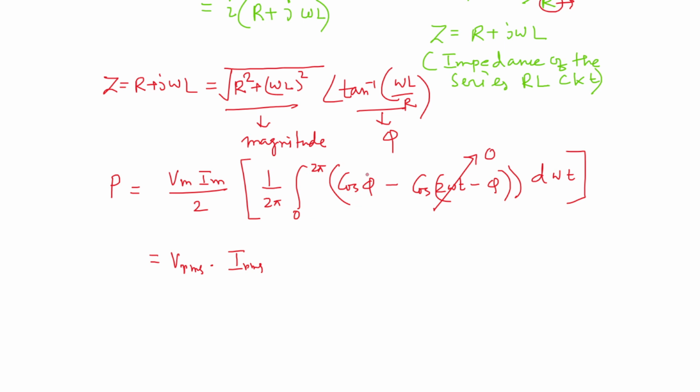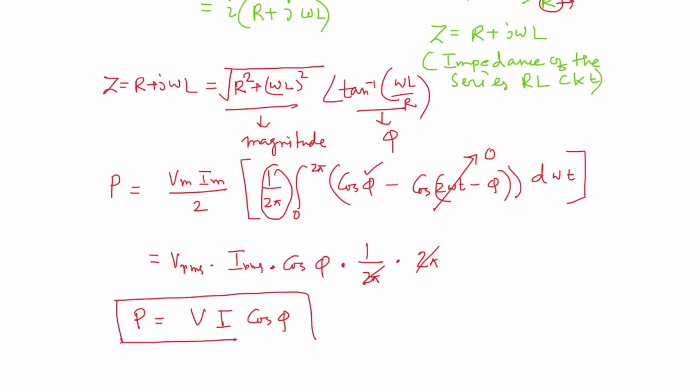Now as far as this term is concerned, the integration of cos phi d omega t, cos phi is taken outside. Now this 1 by 2 pi comes here. Now d omega t gives omega t, and if you put the limit it will give you 2 pi, so this 2 pi cancels, so power becomes V into I cos phi. Very important relation. Power is equal to V into I cos phi.